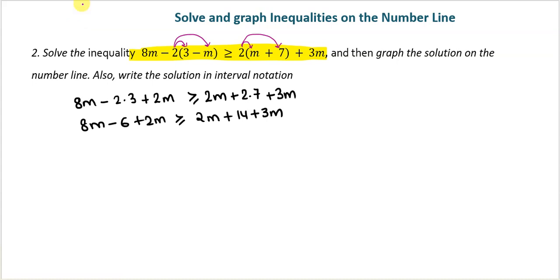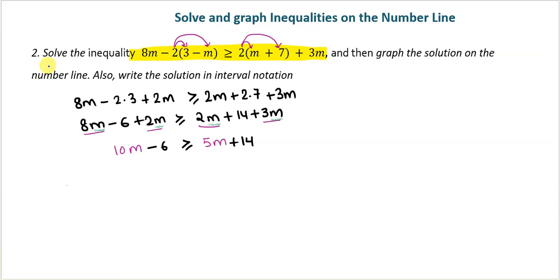Now, you see here, these two terms are with m, so add them. 8 plus 2, 10m. Okay, 10m minus 6 greater than or equal to. You again see two terms on the right side, so add them. 2 plus 3, this is 5m, plus 14. Note that you are able to add these two terms because they contain m. You cannot add it with minus 6 or with 14 because they don't contain m.